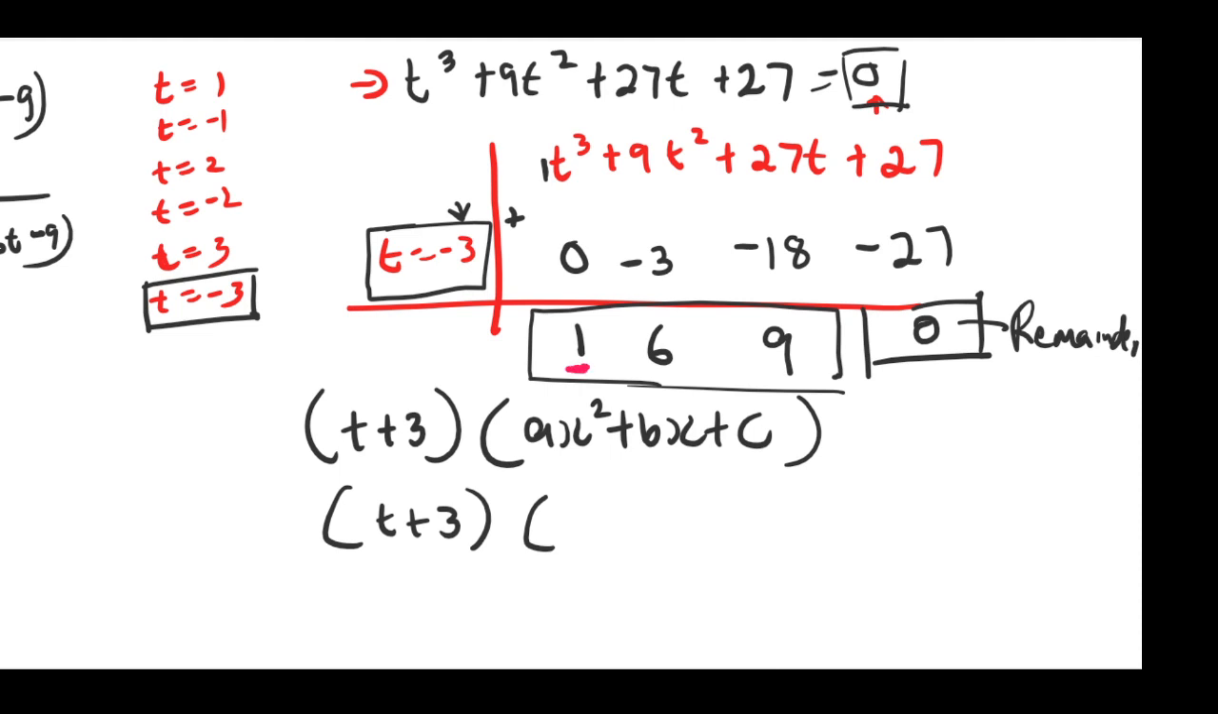So I'm just going to write down x squared. And then my b value is the 6, so I'm just going to write down plus 6x. And then my c value is 9, so it's plus 9, right? So then we are done.